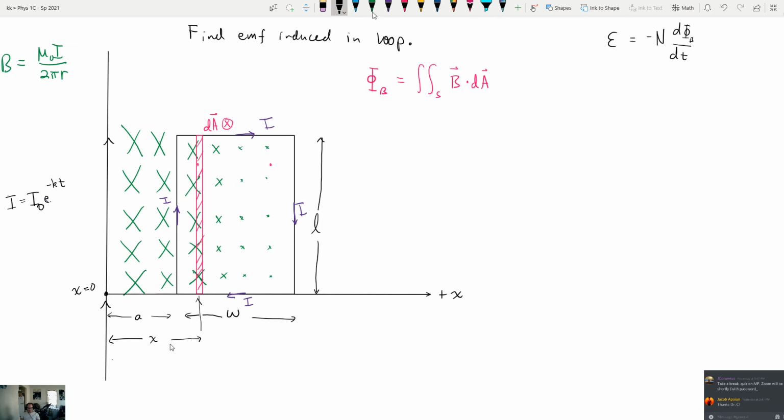And now what we can say is, since we've defined what x is, that means that we can define the thickness of our cut. So the thickness is going to be dx. This thickness here is going to be dx. So what's the area dA going to be equal to then?